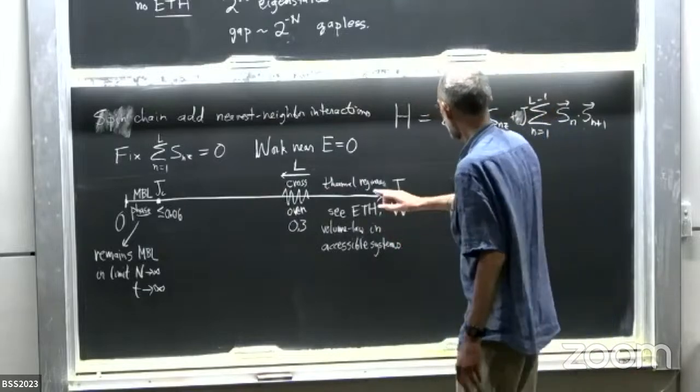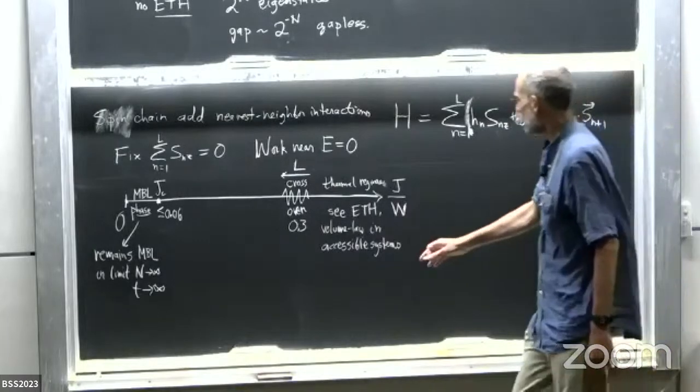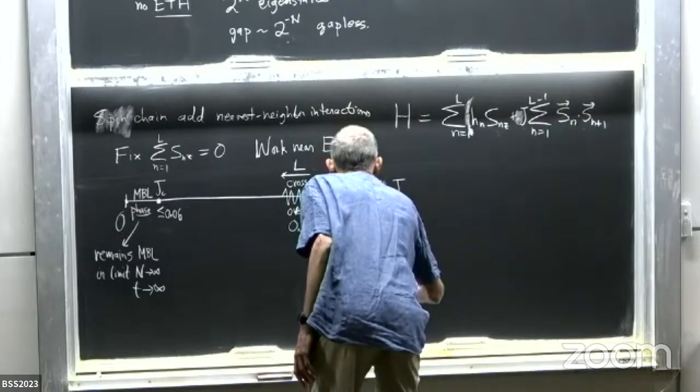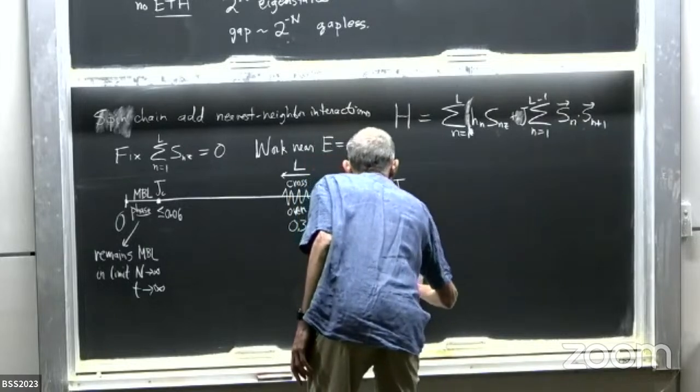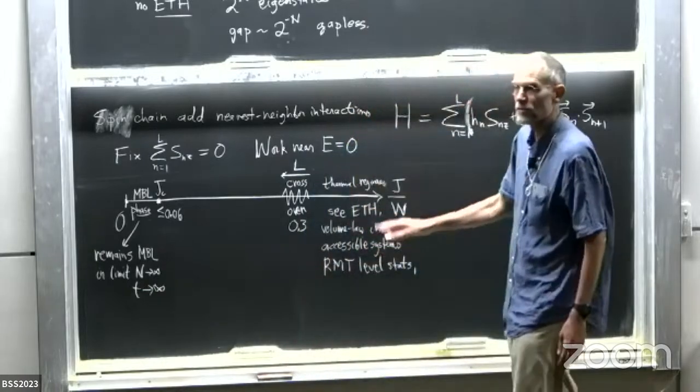And then, so that's the thermal regime. Anything else to say about it? RMT, random matrix theory. So these are the properties over here.